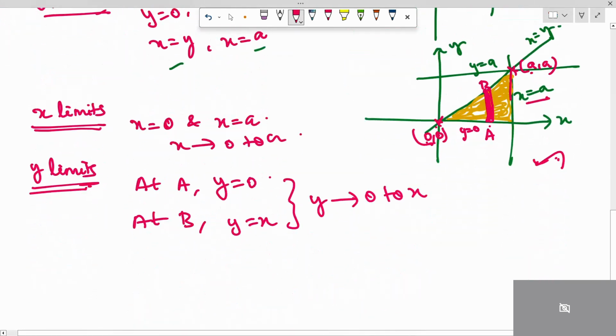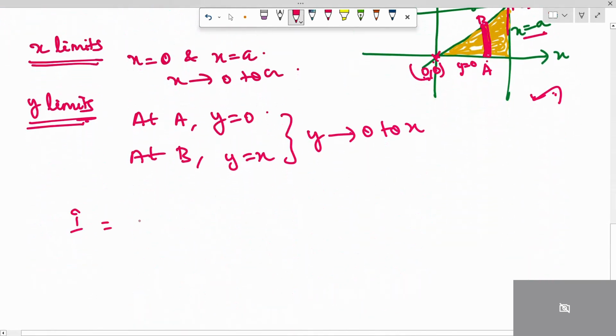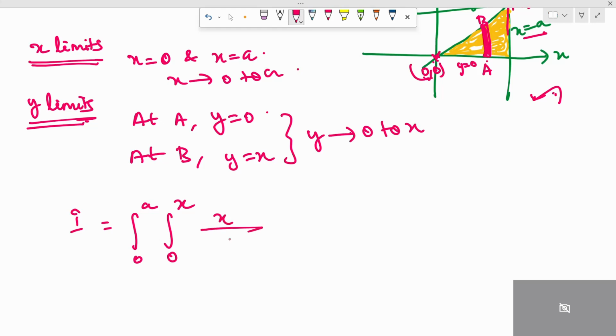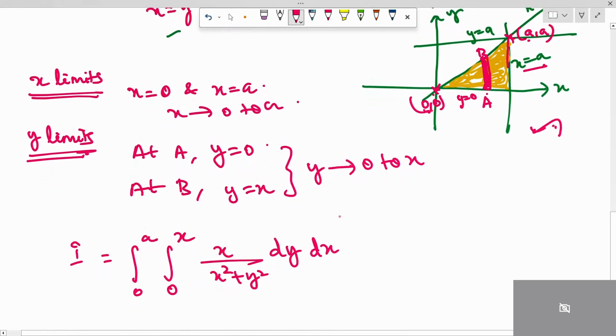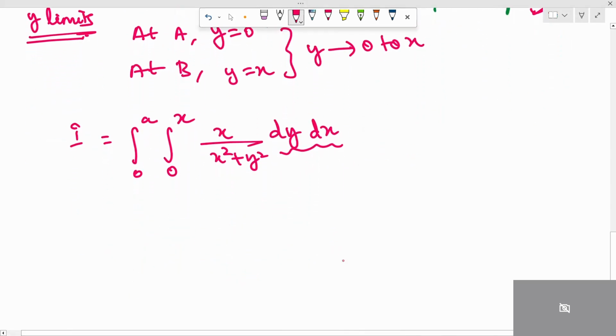Now we can integrate integral 0 to a, integral 0 to x of 1 by x square plus y square into dy dx. Okay, after changing the order we are getting the limits like this, and also we have to write the correct order here, dy dx. First integration with respect to y here, x constant.